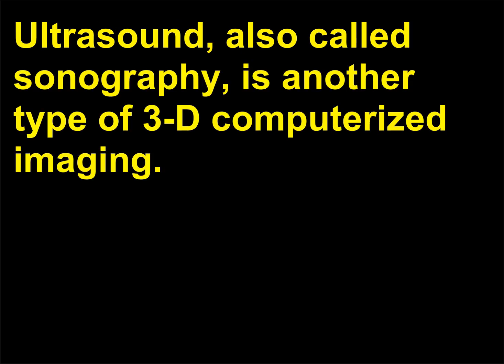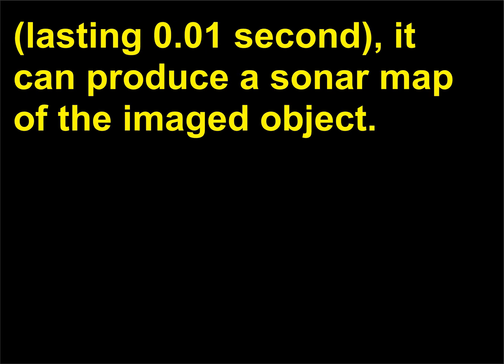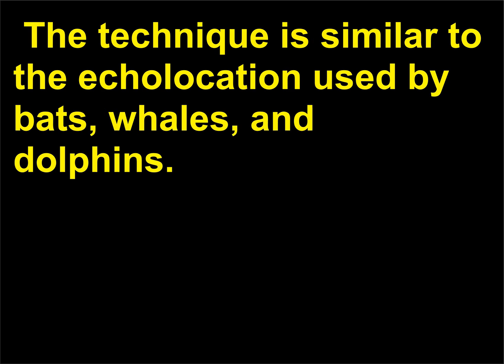What is ultrasound? Ultrasound, also called sonography, is another type of 3D computerized imaging. Using brief pulses of ultra-high frequency acoustic waves, lasting 0.01 second, it can produce a sonar map of the imaged object. The technique is similar to the echolocation used by bats, whales, and dolphins.